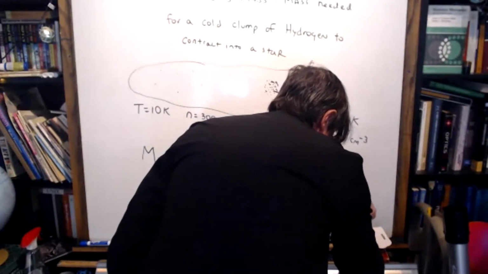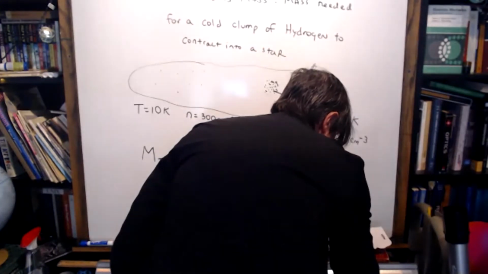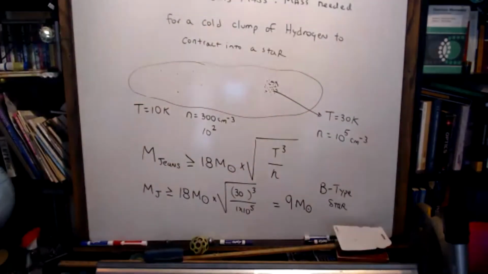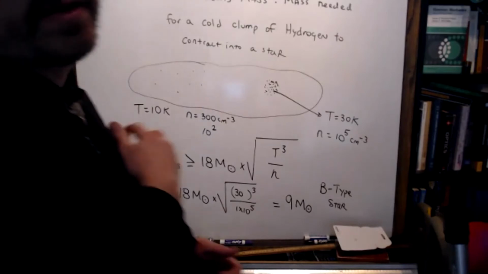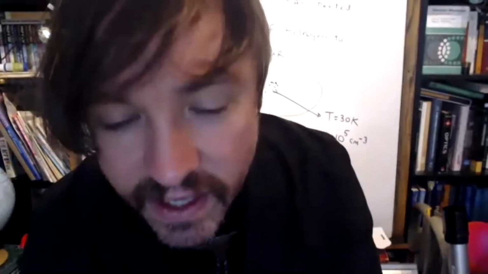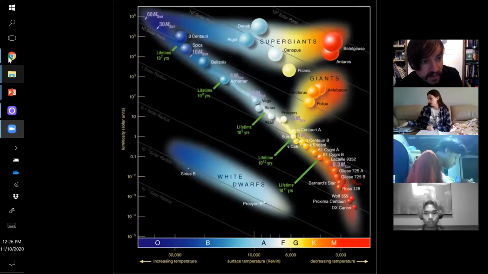This would form a B-type star. A big, bright blue star whose temperature is about 10,000 Kelvin. In fact, you want to know the type of star that it would form? Let's go back to that picture of the Rosette Nebula for a second.